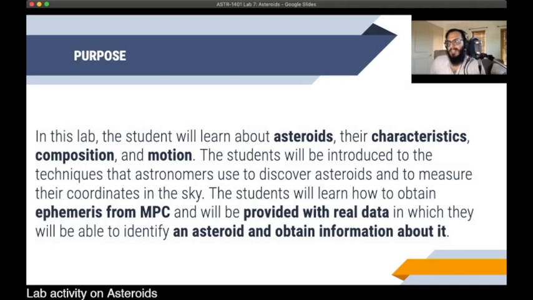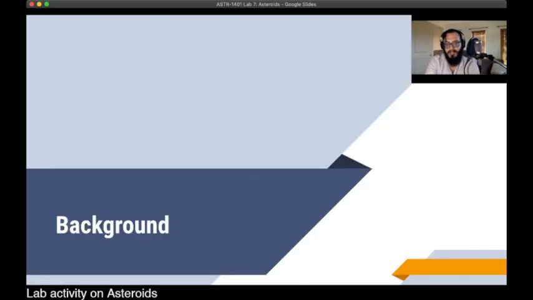Here, the purpose. In this lab, the student will learn about asteroids, their characteristics, compositions, and motion. The student will be introduced to techniques that astronomers use to discover asteroids and to measure their coordinates in the sky. The students will learn how to obtain Ephemeris for MPC and will be provided with real data in which they will be able to identify an asteroid and then obtain information about it. So it's pretty cool. And just as the purpose says, you will be looking at a real asteroid and you'll get some real information off of that.